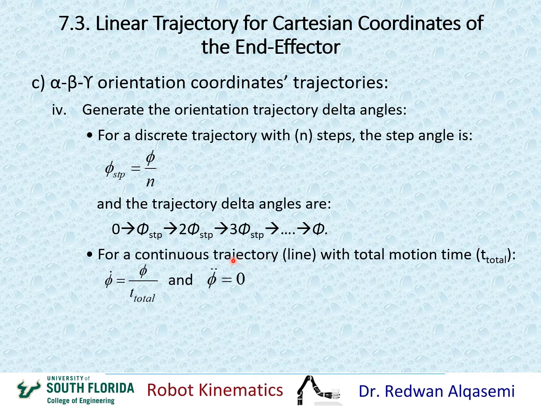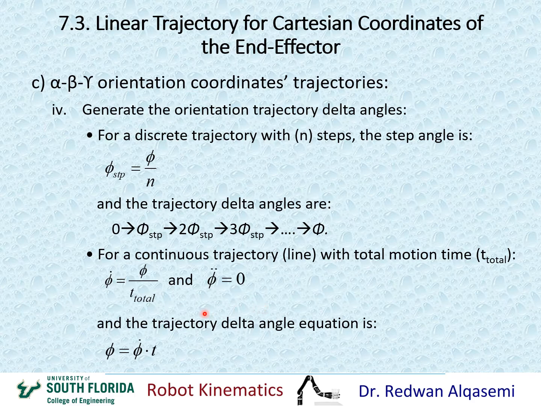Now, if we are looking at continuous trajectories or lines, equations of lines instead of via points, then we are given a total number of seconds or time, total time. And in this case, we can find phi dot, which is equal to phi divided by total time. And in this case, the acceleration phi double dot equals 0.